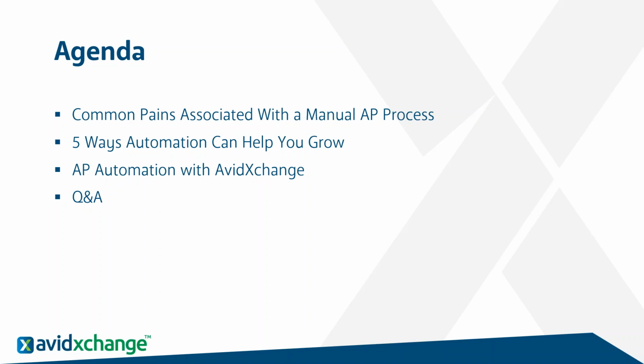Then we're going to talk about the top ways, really the top 5 things you can look at to help you grow your nonprofit organization, and the ways that AP and payments automation specifically can help you grow. And then last but not least, we'll talk about what AvidXchange does and how specifically we can help you get rid of some of those pain points and help you grow your organization.